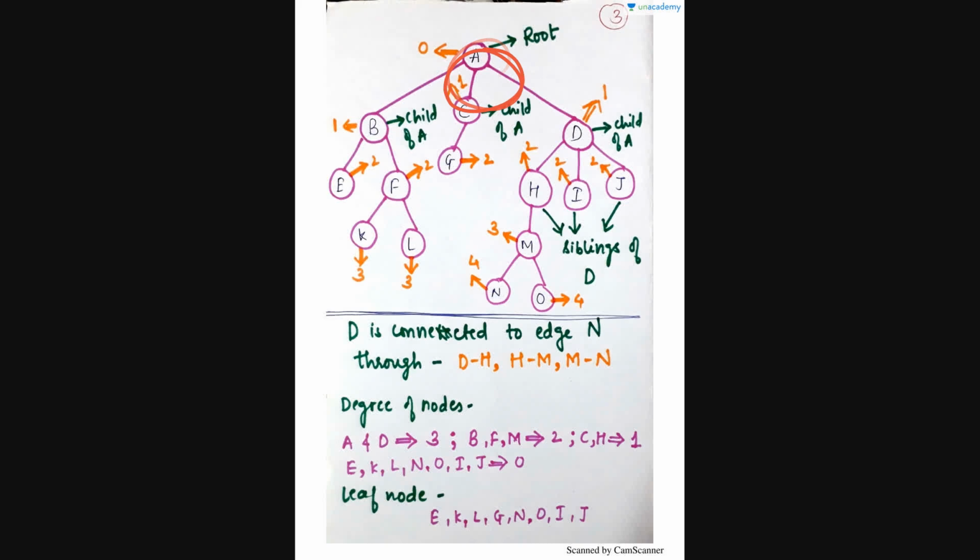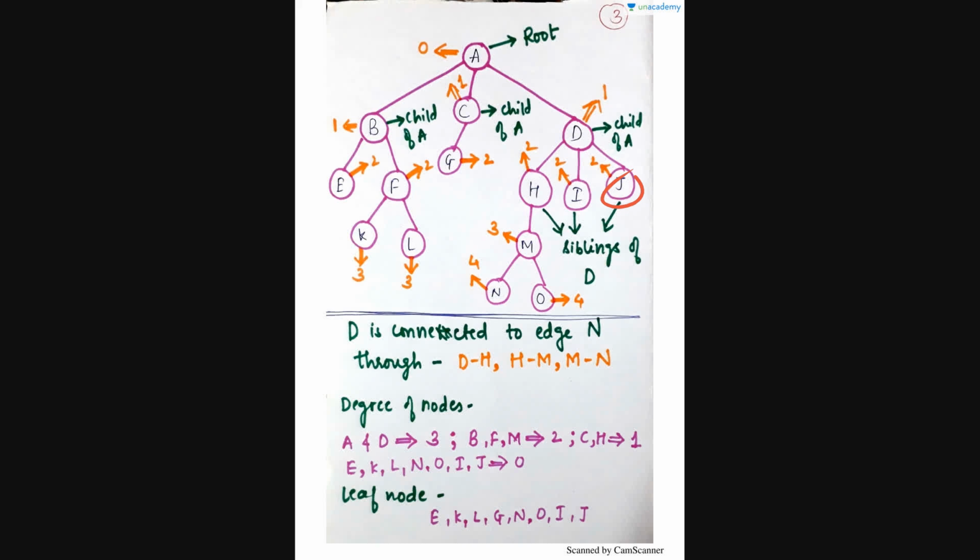Then what are the children? Children are B, C, D. Here, A is the parent of B, C, D. Hence, B, C, D are the children nodes of root A. What are the siblings? Siblings over here are E, F, G, H, I, J, siblings of B, C, D nodes.